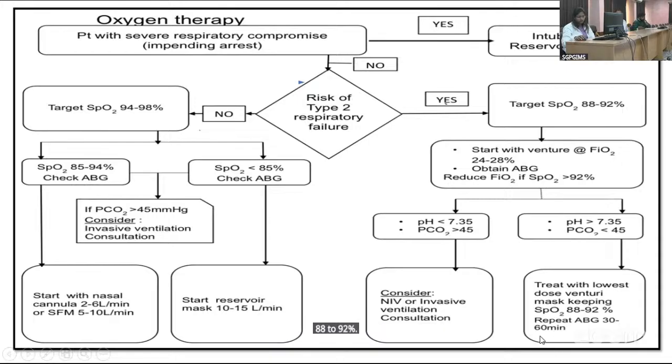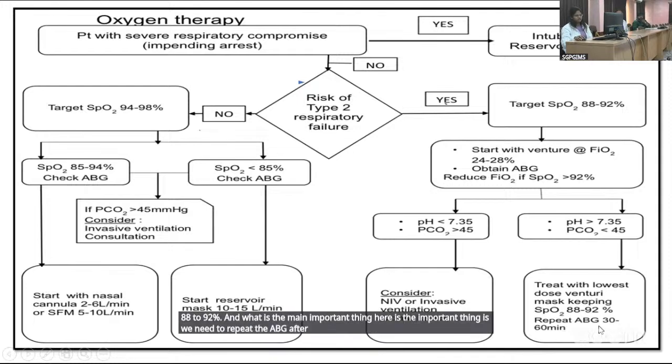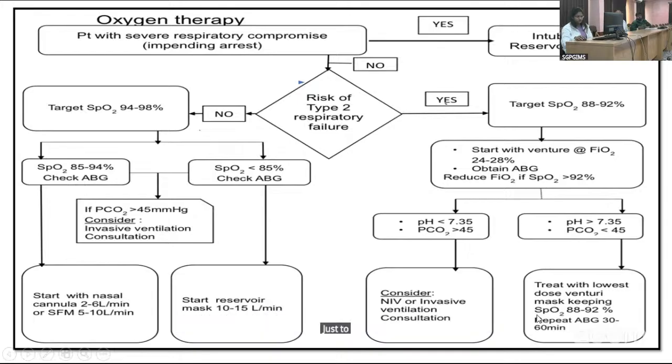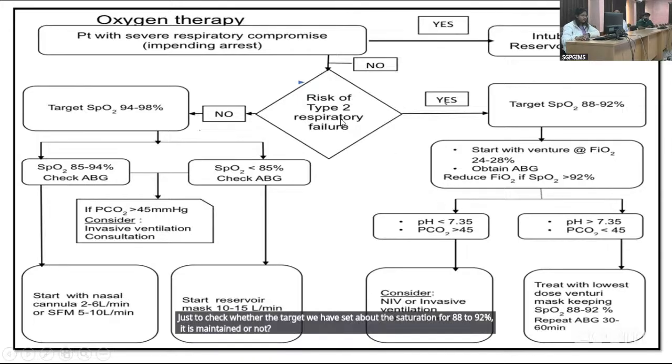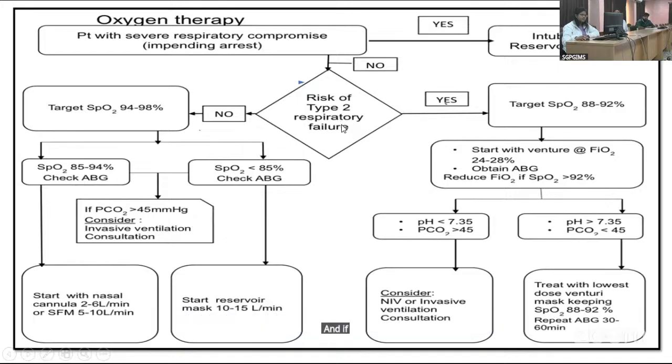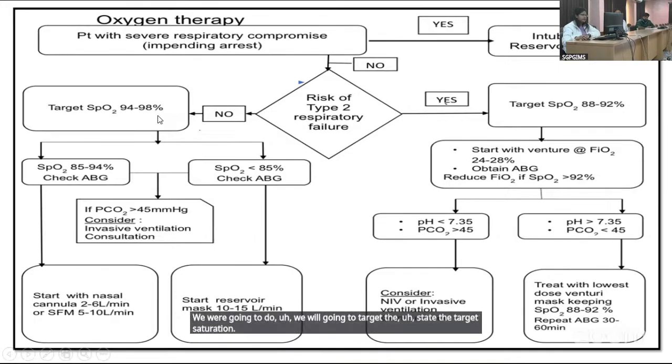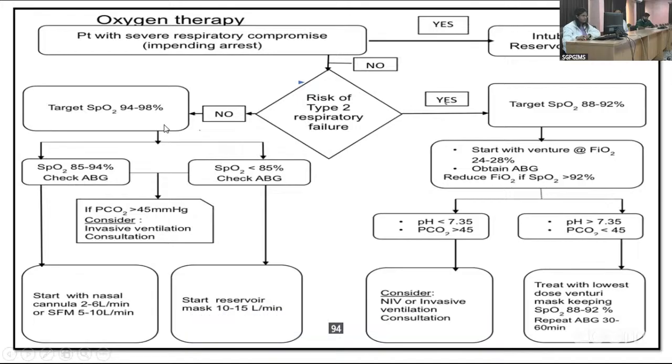And the important thing here is we need to repeat the ABG after 60 minutes just to check whether the target saturation we have set, 88 to 92%, is maintained or not. And if there is no type 2 respiratory failure, what are we going to do? We will set the target saturation at 94 to 98%.